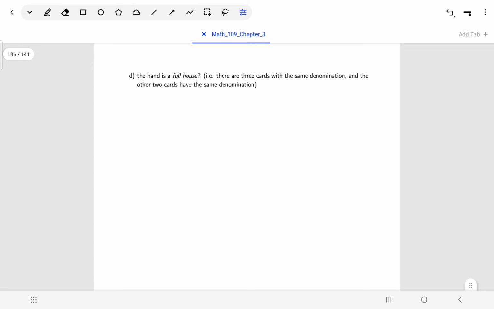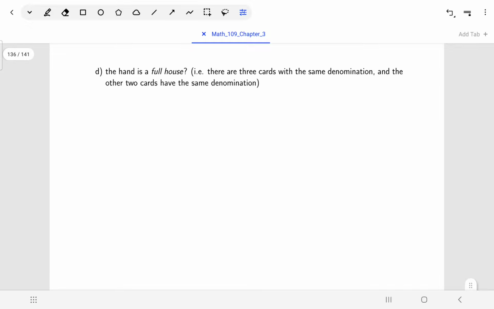Okay, full house. Full house means three with the same denomination and the other two with the same denomination. So something like an ace of hearts, ace of clubs, and an ace of diamonds. I cannot draw a spade. I couldn't draw clubs very well either. So I have three aces and let's say two hearts, and two diamonds. There we go. That would be something that's a full house.